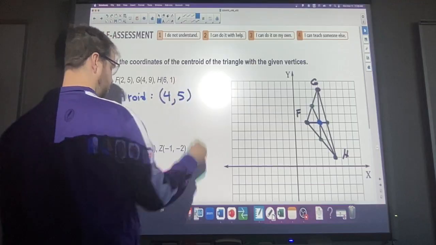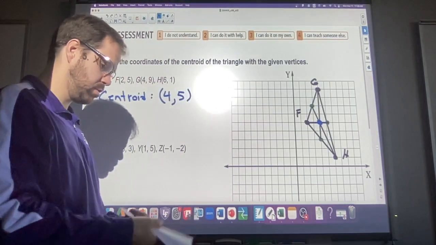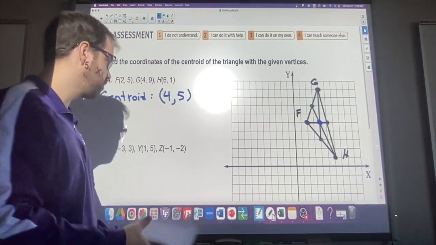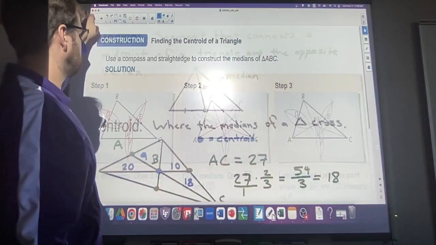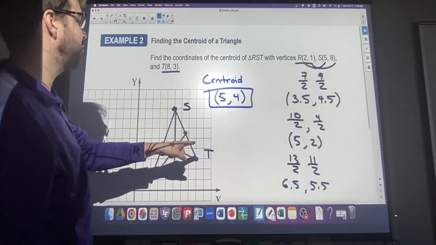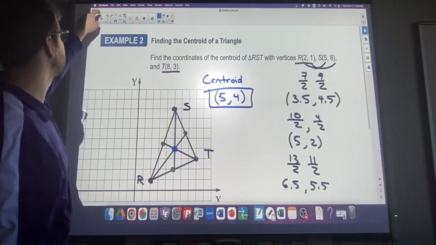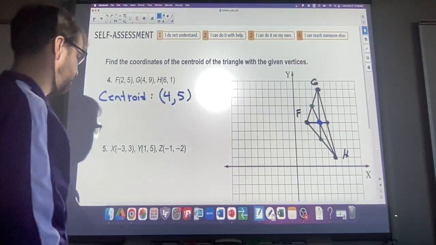Wait, is that the same one we did before? I feel like that's familiar. I think I'm getting deja vu. Where was that? No, it's 5, 4. It wasn't the same. Okay. All right. Different.